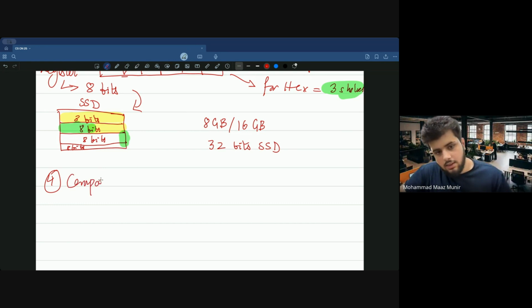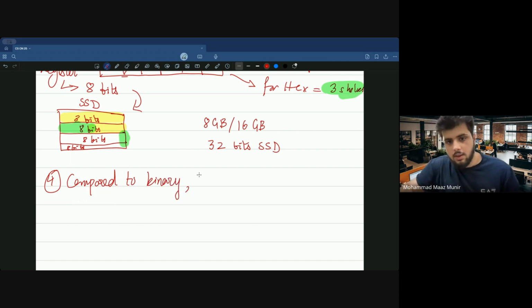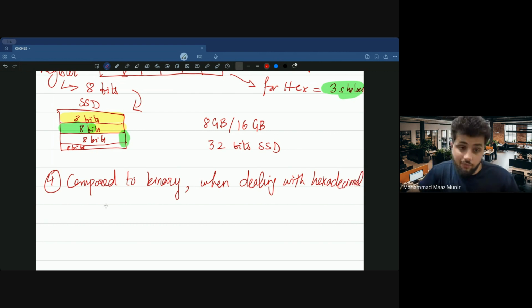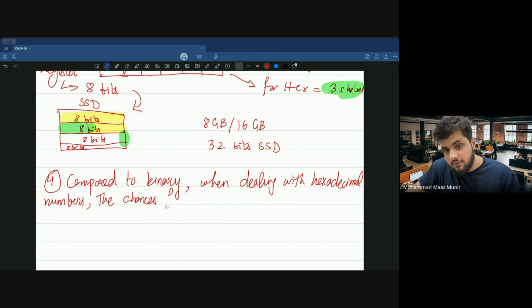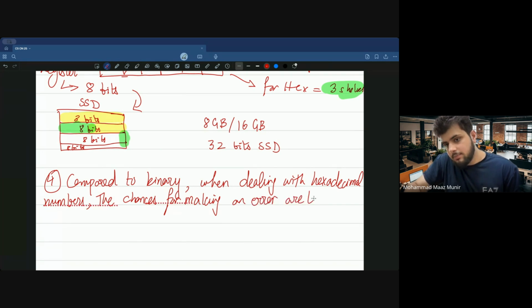So compared to binary, when dealing with hexadecimal values, I'm trying to write everything so that you can just have a look at the notes later on and make your own notes if you want to. When dealing with hexadecimal numbers, the chances of making an error are lower. What do I mean by this?